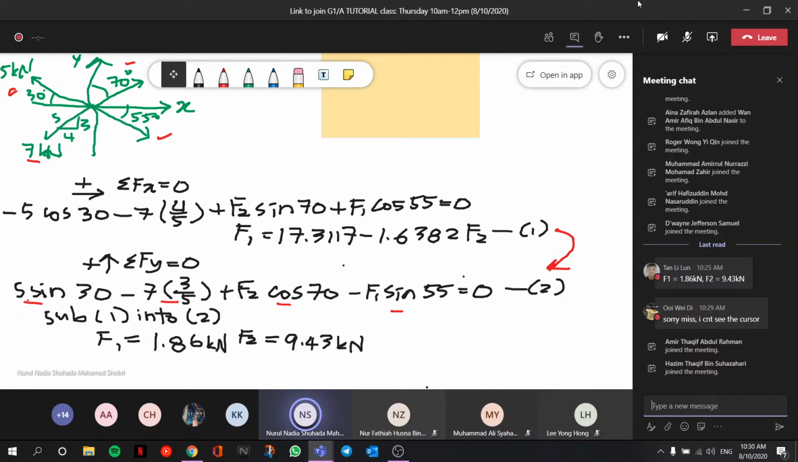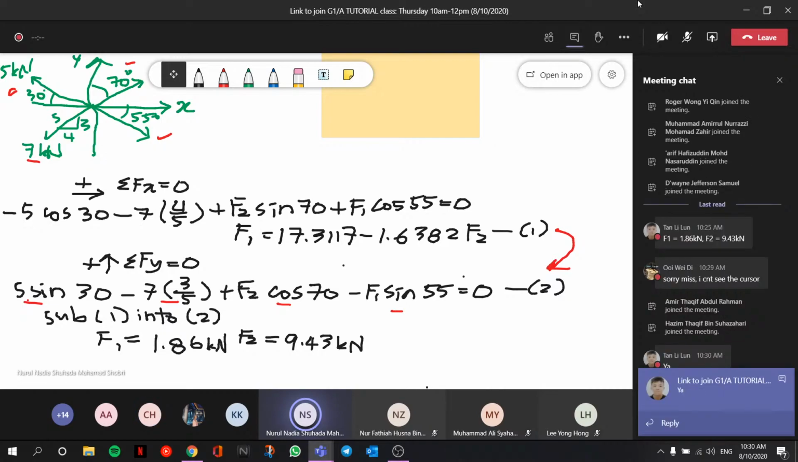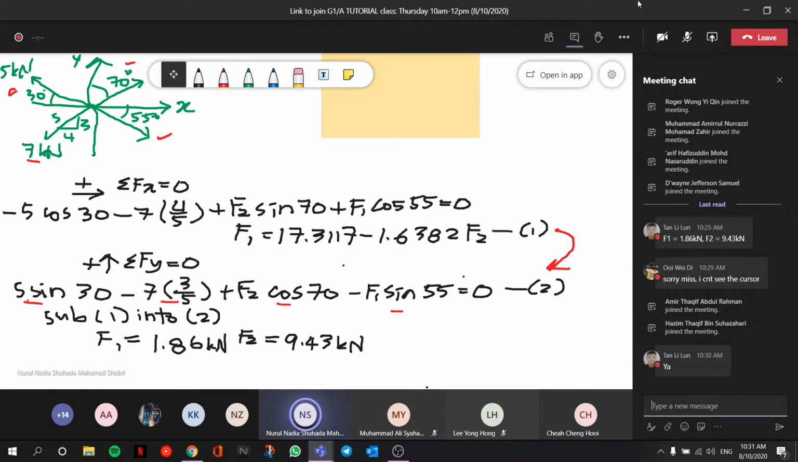So are you clear with the answer? If you have any questions, you may ask. Miss, for this question, we have to use substitution, right? Yes, substitution only. You only need to do two things here. The first one is break down the forces, and the second is substitute. Okay, thank you, Miss. Any other questions?